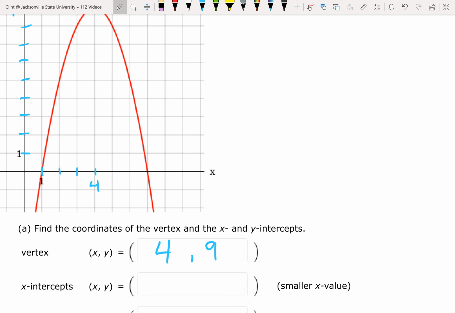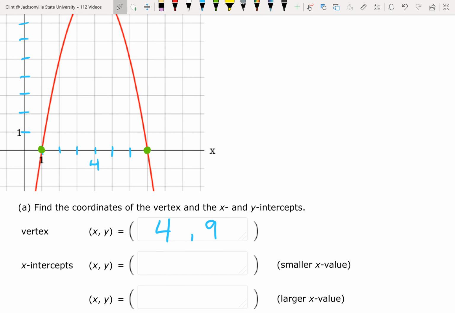Then we want the x-intercepts. So where we cross the x-axis, we'll get an x-intercept there and there. Okay, so we've got one at 1, and we also have one at 5, 6, 7. So our x-intercepts happen at, our smaller one is the point (1, 0). Then our larger one is the point (7, 0). So there are our x-intercepts.